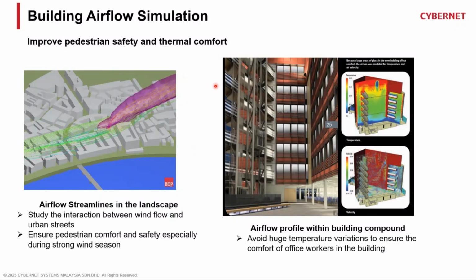And of course, we talked about the building just now, and the aircon and all those things. Also importantly, the pedestrians, or the people surrounding it, because you don't want that area to have strong wind or hot air. So same thing, you simulate this kind of streamline effect. Then you can study the interaction between the wind flow and the urban street. This is to ensure the pedestrians feel more comfortable, not like a very strong high velocity wind is hitting you, especially during monsoon season or wind season.